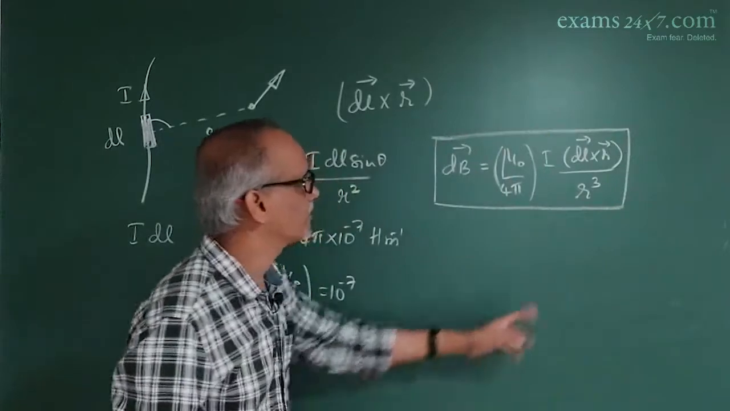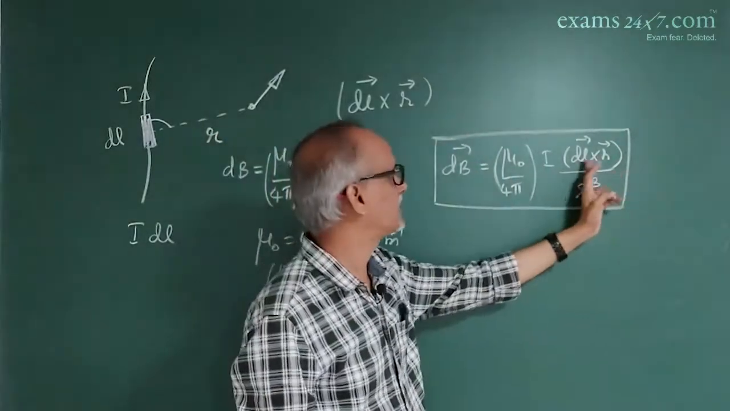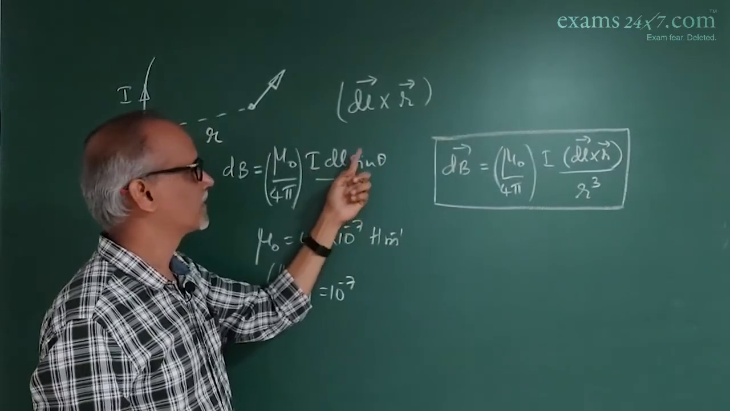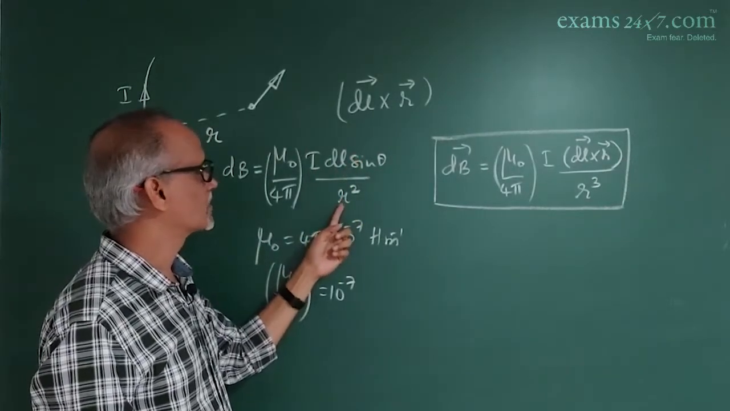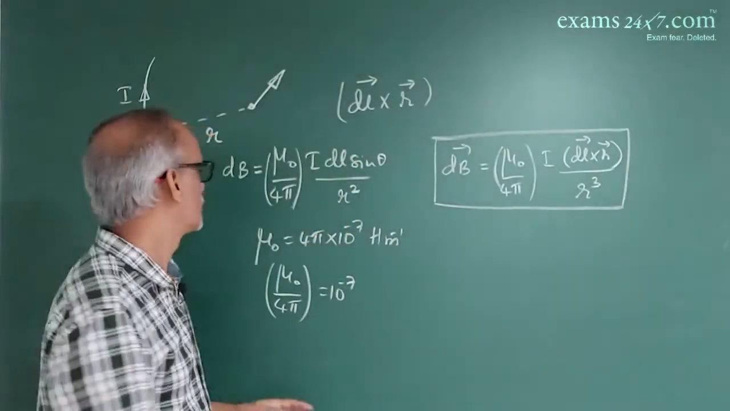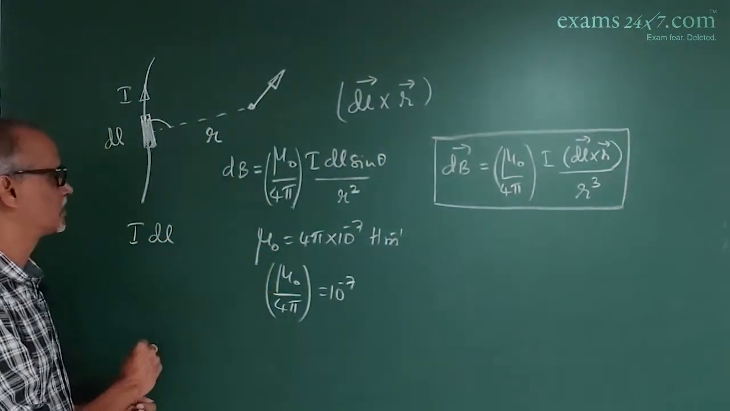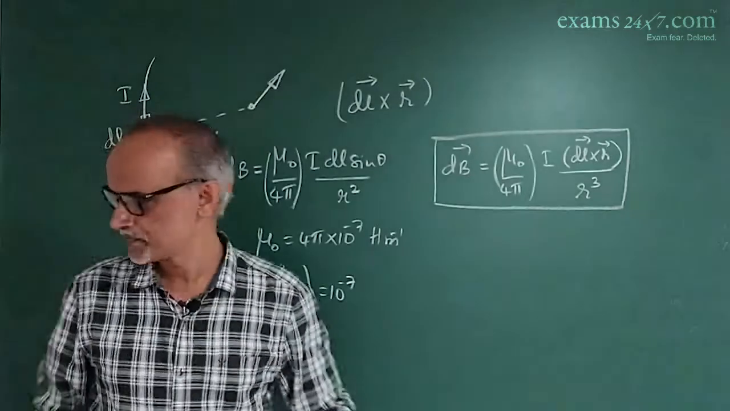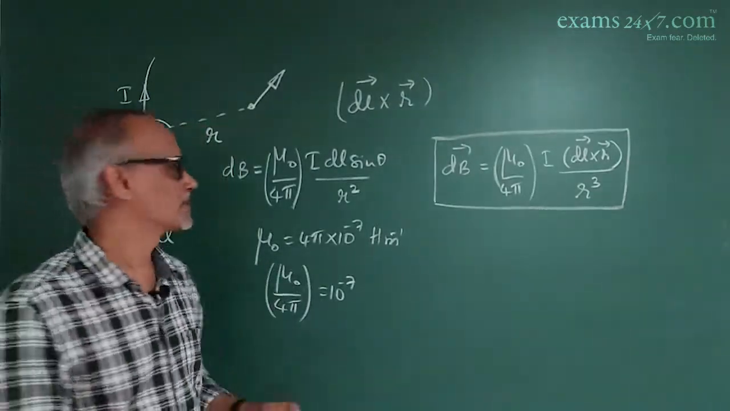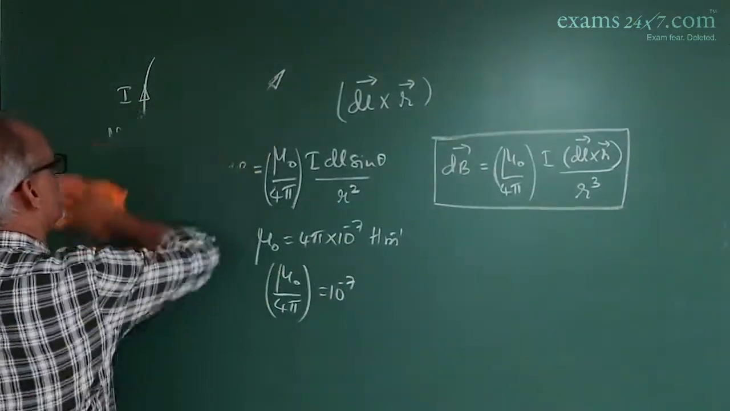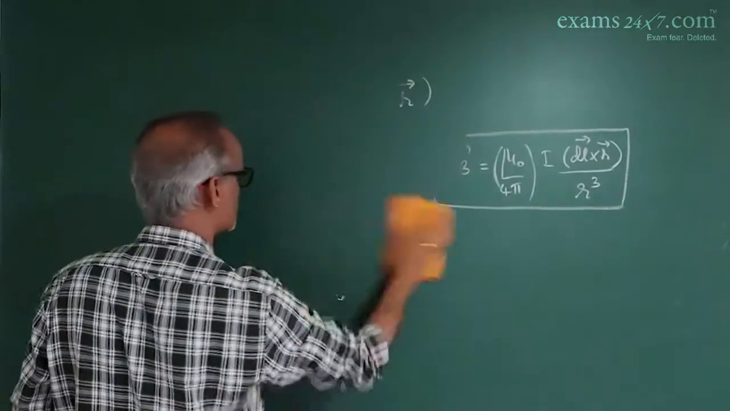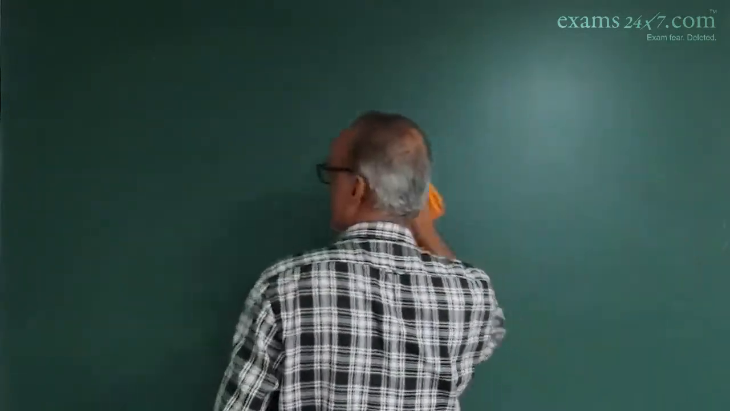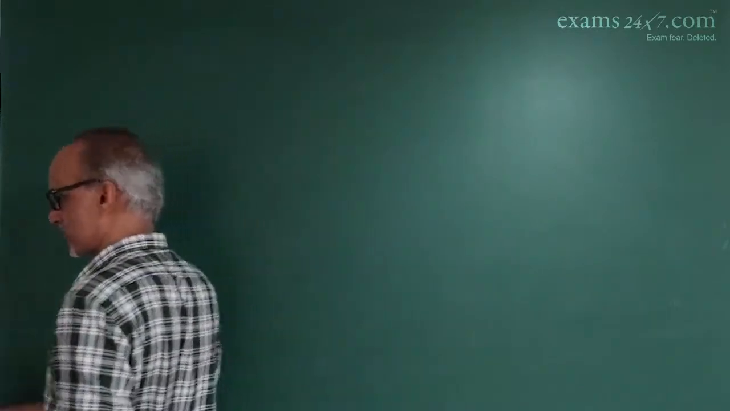So this is the vector form. If you write in magnitude, it will be dl r sine theta, and then divide by r cube, so that's how you get r square. This is the equation using which we can find the strength of the field due to a current element. Now, by using this equation, we can find the magnetic field produced by a current carrying conductor of different shapes.